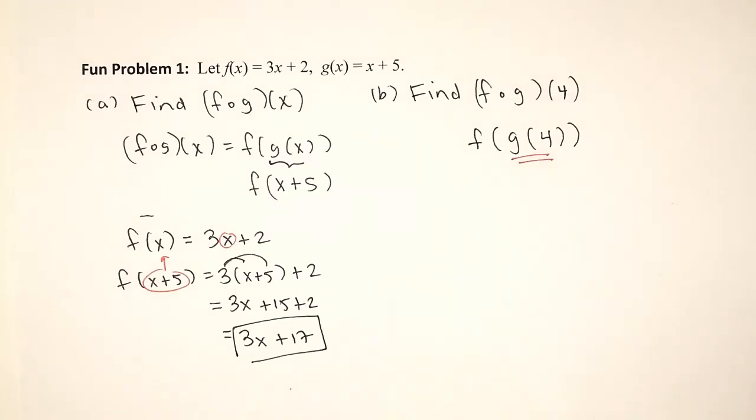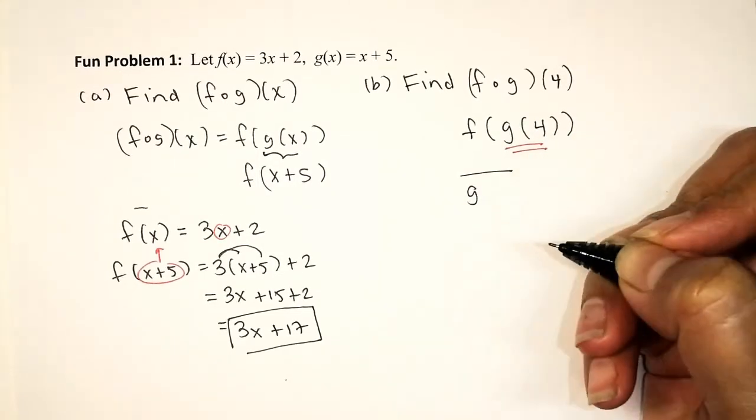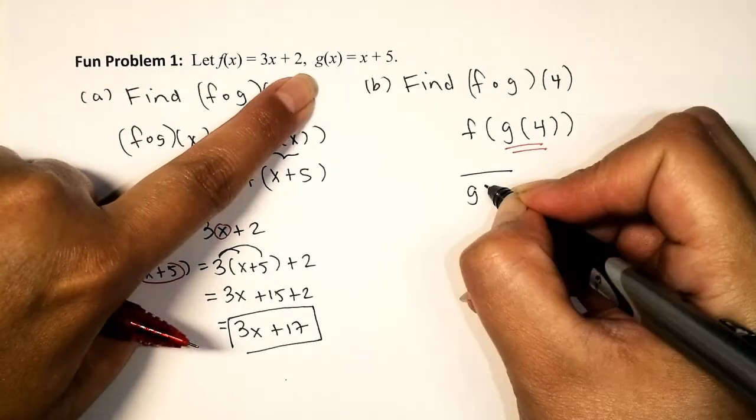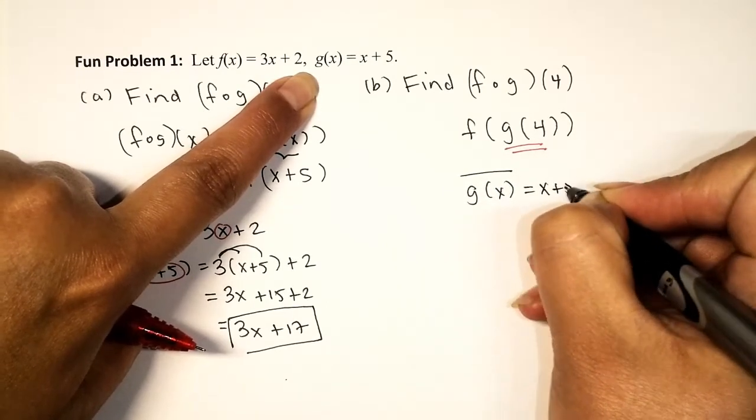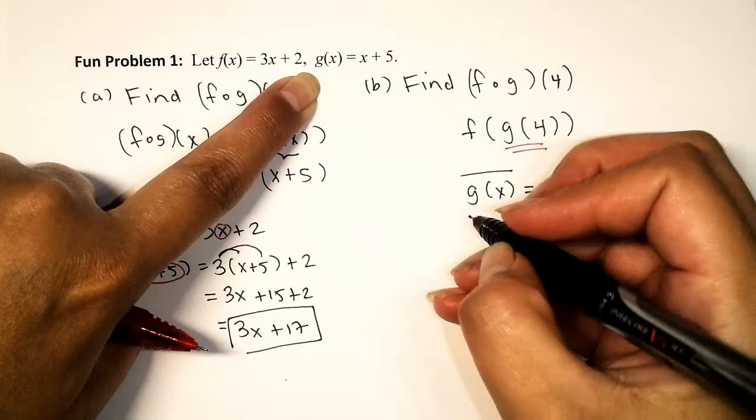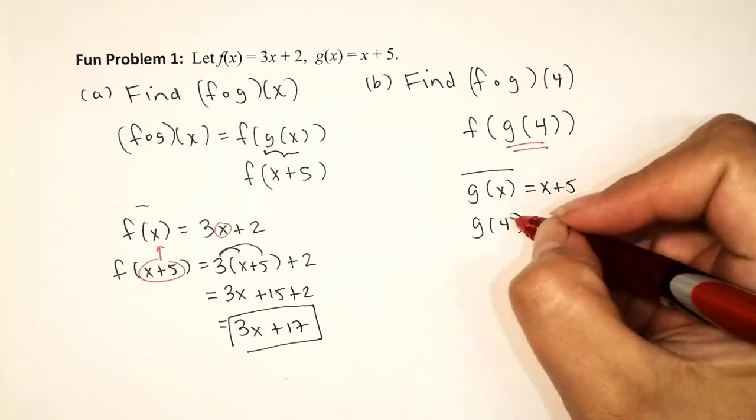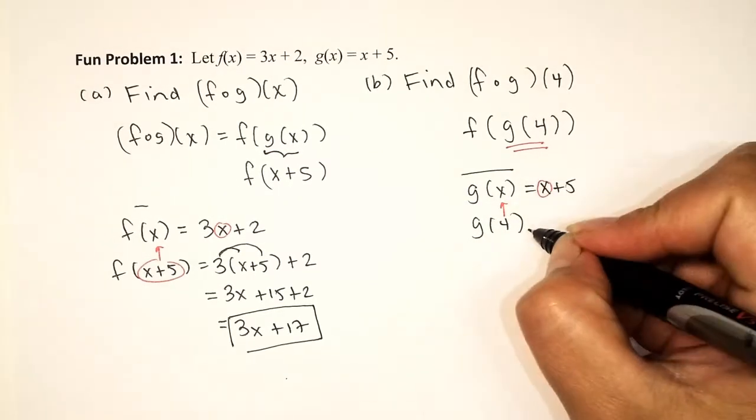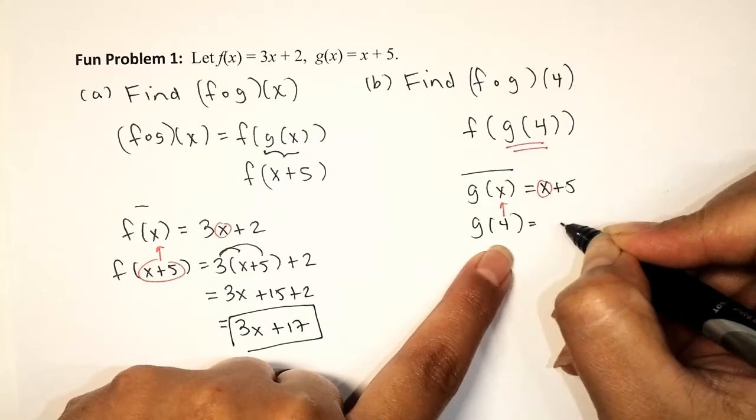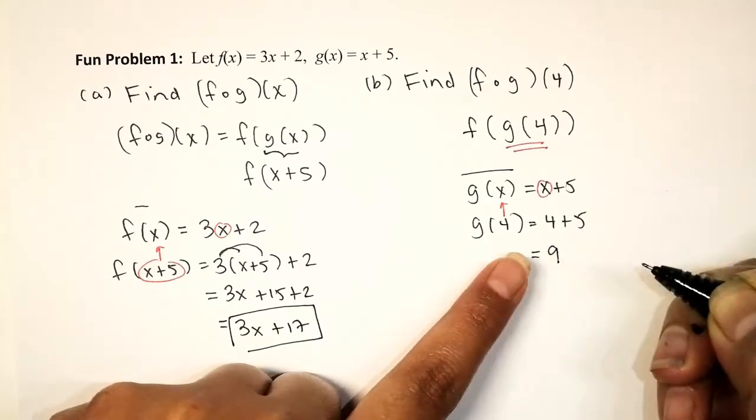So let's go ahead, find g of 4, whatever that is. I need a break, so let me go ahead and write down what function g is. G of x is equal to x plus 5, and we want to know what g of 4 is. With confidence, we are going to substitute a 4 for the input of x. So we have x, which we're substituting with 4, plus 5. Sum of 4 and 5 is 9.